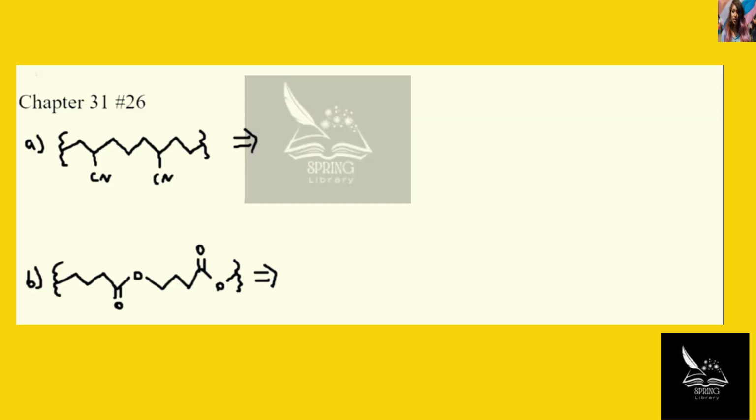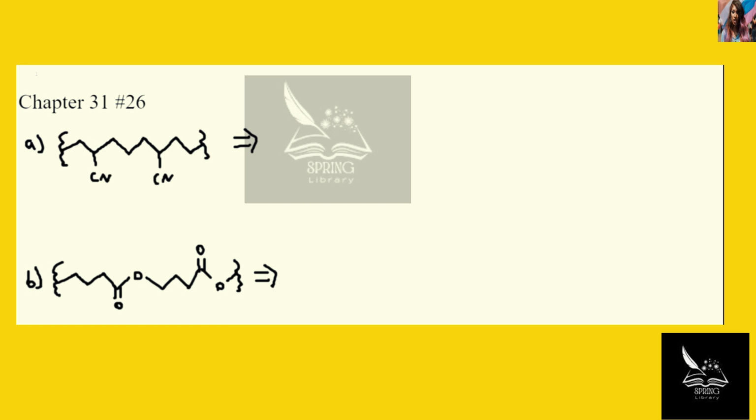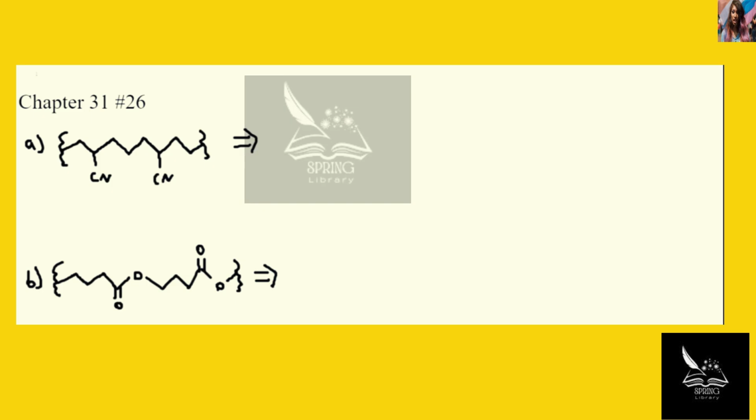This is the answer to Chapter 31, problem number 26 from the Smith Organic Chemistry textbook. In this problem, it's sort of the opposite of some problems that we've seen already in this chapter, where previously we were given monomers or sets of monomers and asked to predict what the polymer would be. In this instance, we're actually given polymers and asked to work backwards and determine what the monomer or monomers would be.